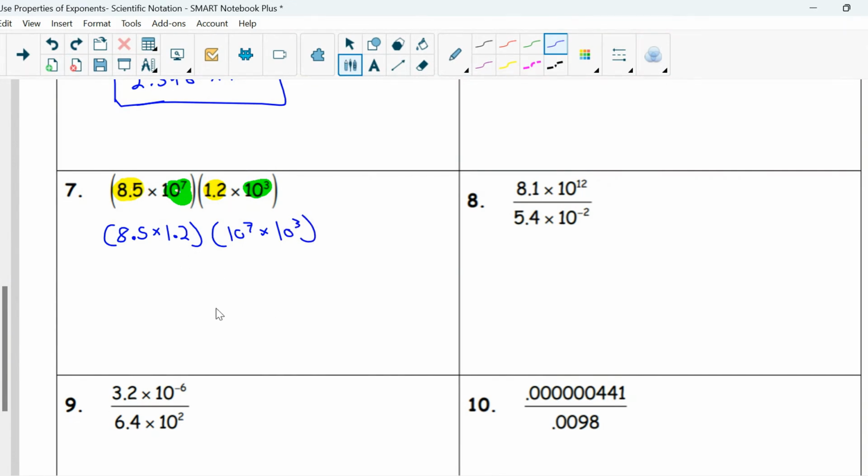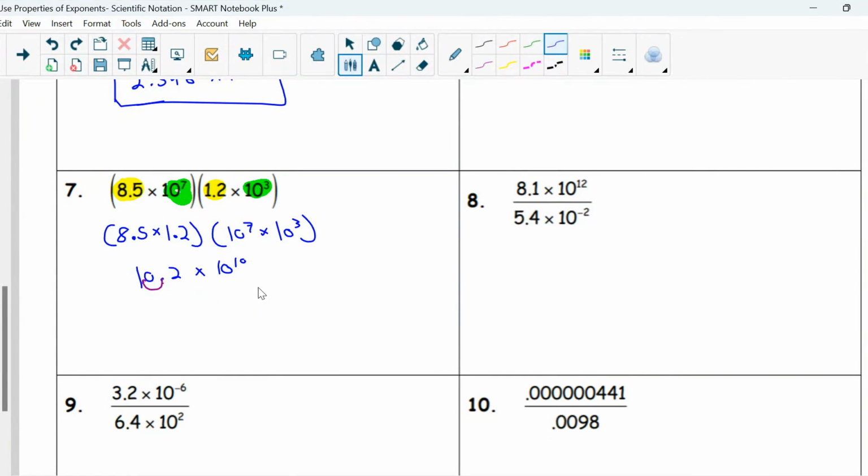So right here, we are going to multiply these. That's going to end up giving me 10.2 times 10 to the 7th times 10 to the 3rd. This gives me 10 to the 10th power. You are adding your exponents. So we are no longer in scientific notation at this point, since we have exceeded 10. So we have to move this decimal place one place to the left.